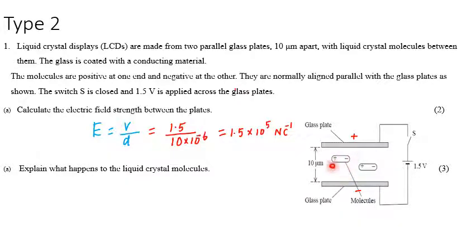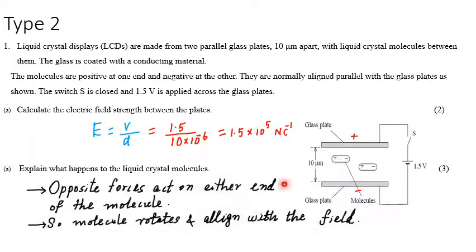These dipoles are placed in an electric field. So definitely the positive charges would be experiencing a force towards the negative plate, and the negative end of the dipole towards the positive. Because of this force, the molecule rotates and aligns with the direction of the electric field.